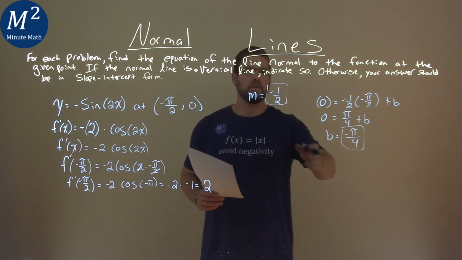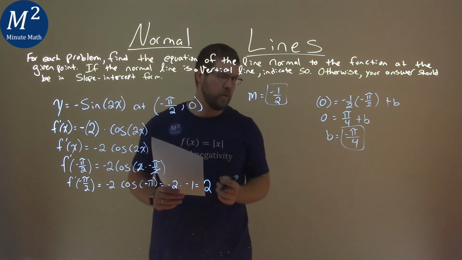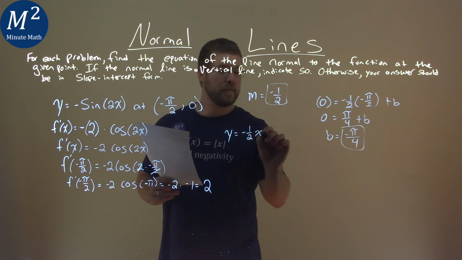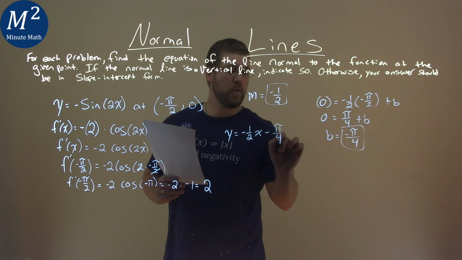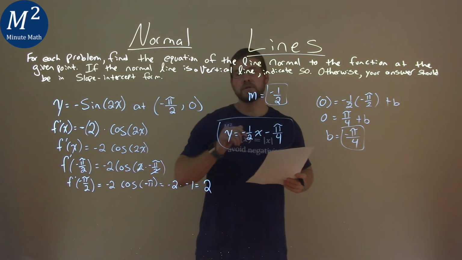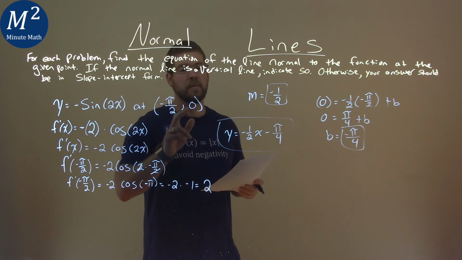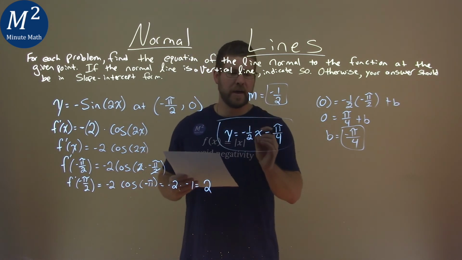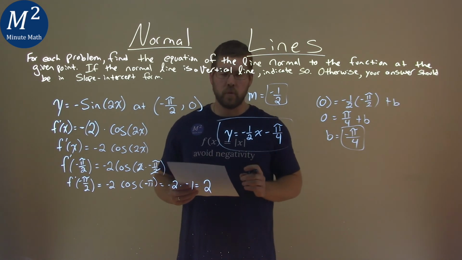We have our slope, we have our y-intercept, we can write an equation of a line. y equals negative 1/2 x minus pi over 4. And there we have the equation of the line normal to the function at (negative pi over 2, 0). And that equation is y equals negative 1/2 x minus pi over 4.